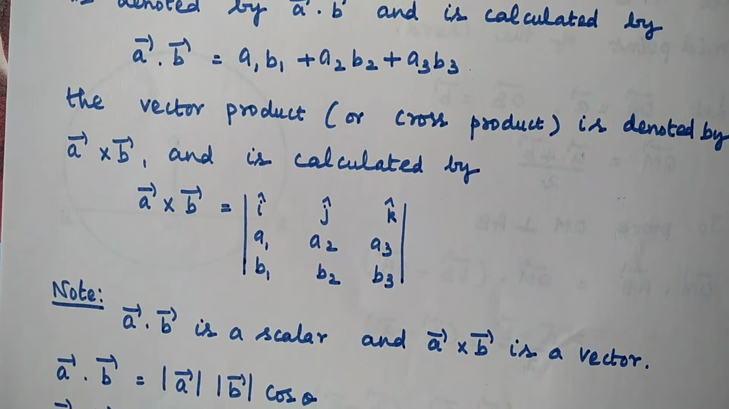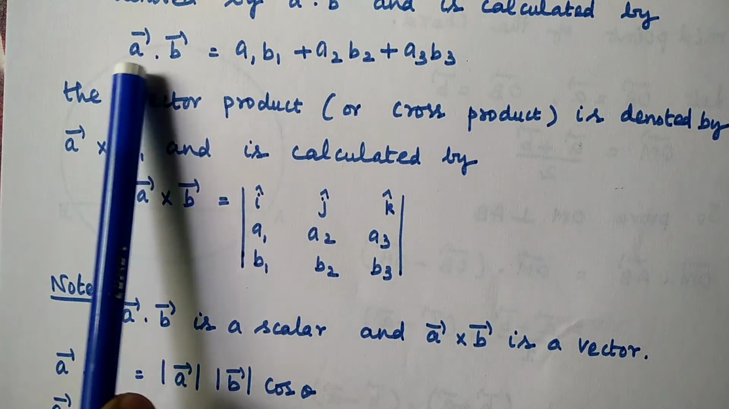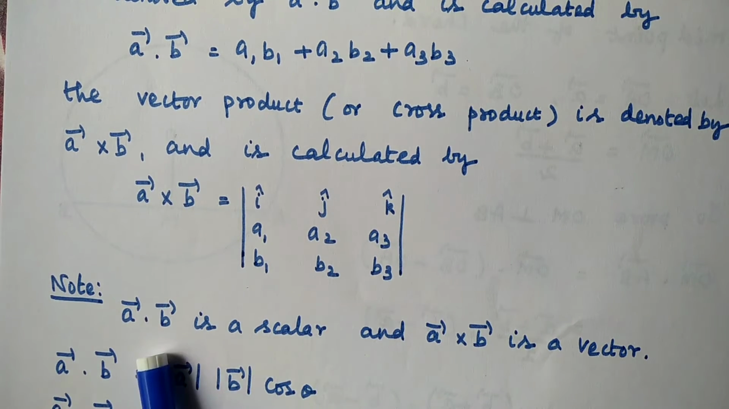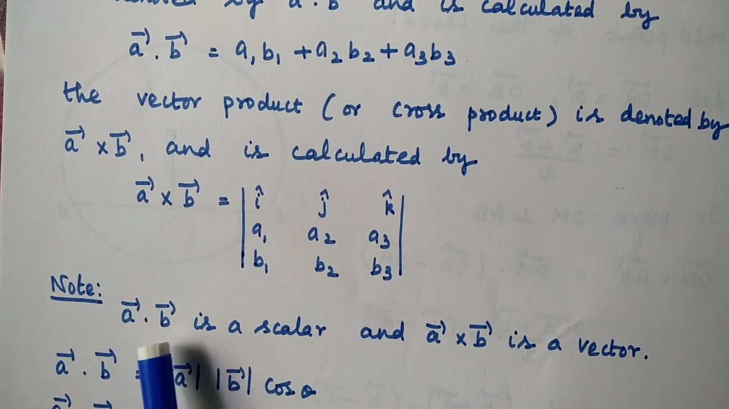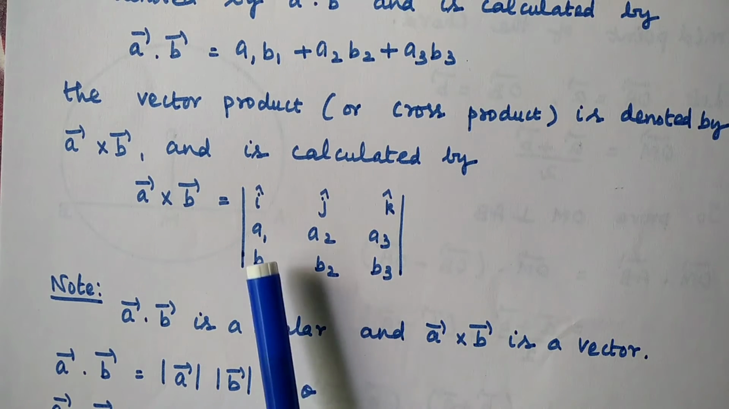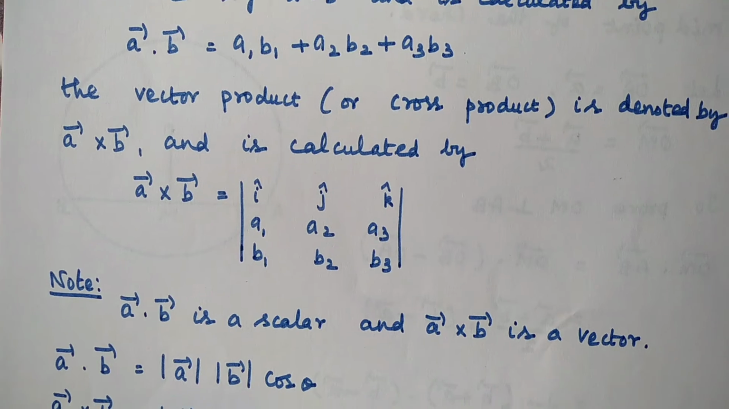Note, a vector dot b vector is a scalar. Dot product of two vectors is a scalar. Hence, this is called scalar product. Since we are using the symbol dot, the scalar product is also called dot product. A vector cross b vector is a vector. So, a cross b is a vector. Since we are using the symbol cross, this is also called cross product.